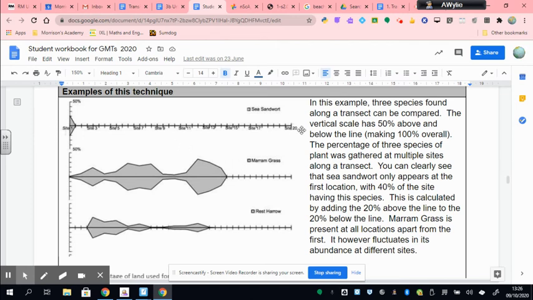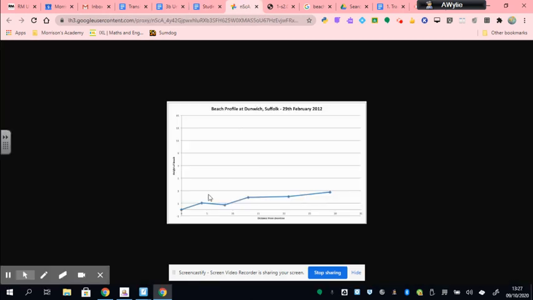If I take 3 of them and I line them on top of each other like I've done here, I can then compare. So I can see that sea sandwort clearly only appears at the beginning. These 2 don't appear at all. I can see that rest harrow only appears at site 3 and doesn't appear before that, and then completely disappears after site 12. Compare that to marram. It starts to appear earlier than rest harrow, and it lasts longer as a species on my transect than rest harrow and sea sandwort.